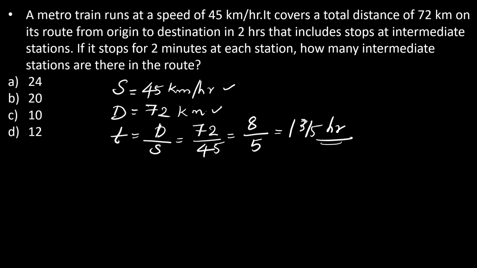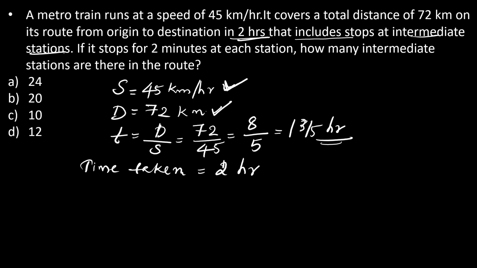This is the time taken for the train to travel this much distance with a speed of 45 km per hour. But it is said that from origin to destination it takes 2 hours, that includes stops at intermediate stations. That is, the time actually taken by the train is 2 hours.